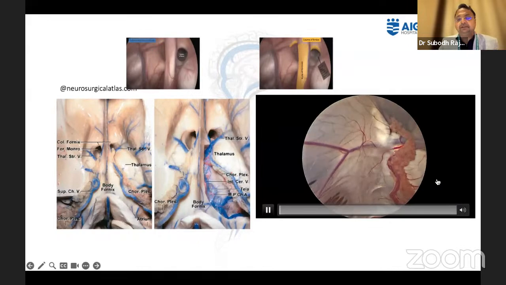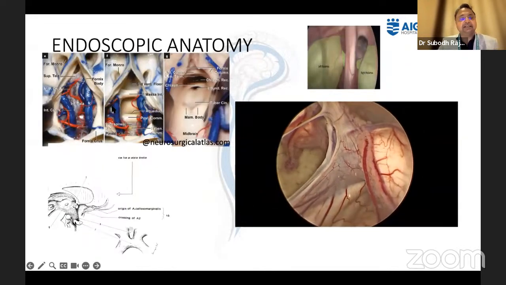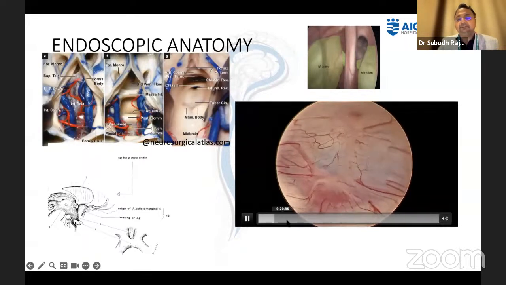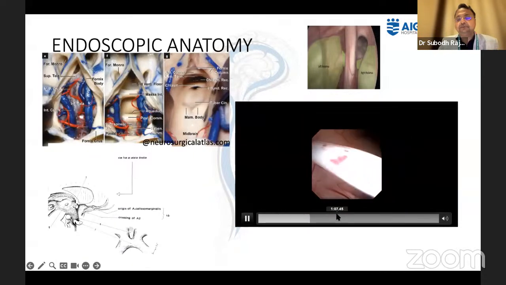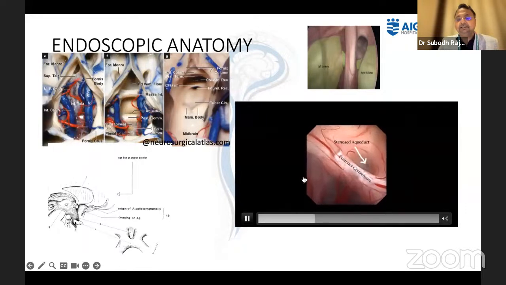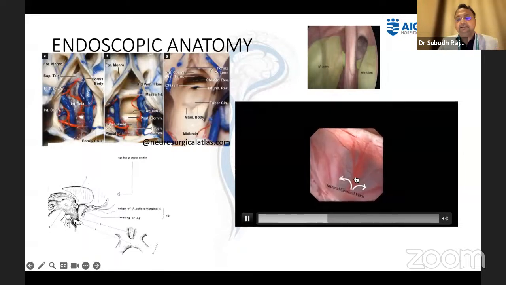One more of these anatomy pictures. Dr. Shiva already mentioned it, but a few points about the posterior part of the anatomy. This is the posterior commissure. This is the aqueduct, and this is the posterior part of the pineal recess and the internal cerebral veins.